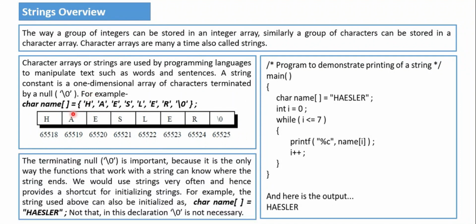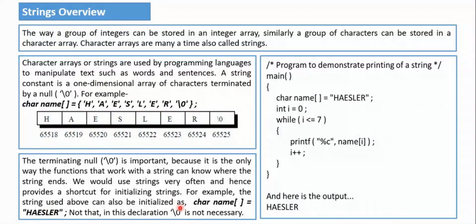Now the terminating null is important because it is the only way the functions that work with the string can know where the string ends. That means if \0 is not added, then the function will not know that the character array has ended. We use strings very often and hence there is a shortcut for initializing a string. For example, the string used above can also be initialized as char name equal to the string within double quotes. Okay, and here we don't need to declare the \0.